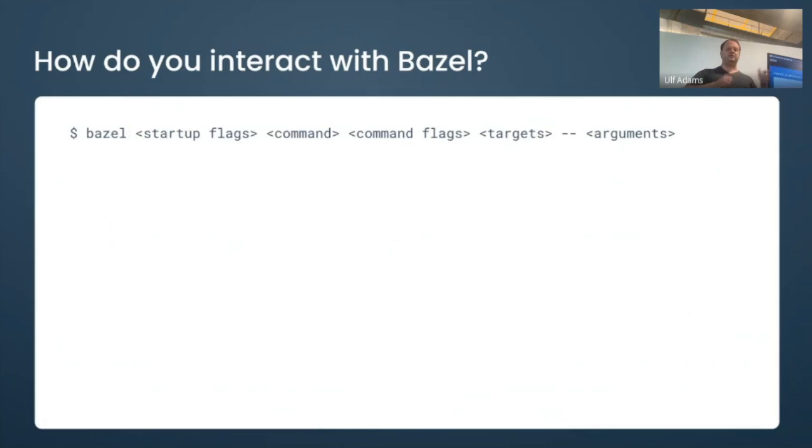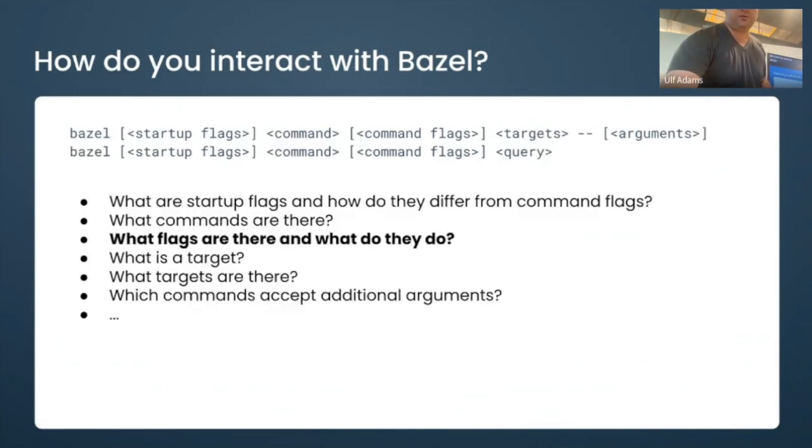There is Bazel. Then you have some startup flags. Then you have a command, right? In this case, we're going to focus on build. Then you have flags for the command itself. Then you have targets. And then Bazel actually allows you to also have some arguments, maybe not on the build command, but on the run command. Anyway, so this is sort of the general structure of the Bazel command. And so there are a couple of parts here and a couple of questions we might have.